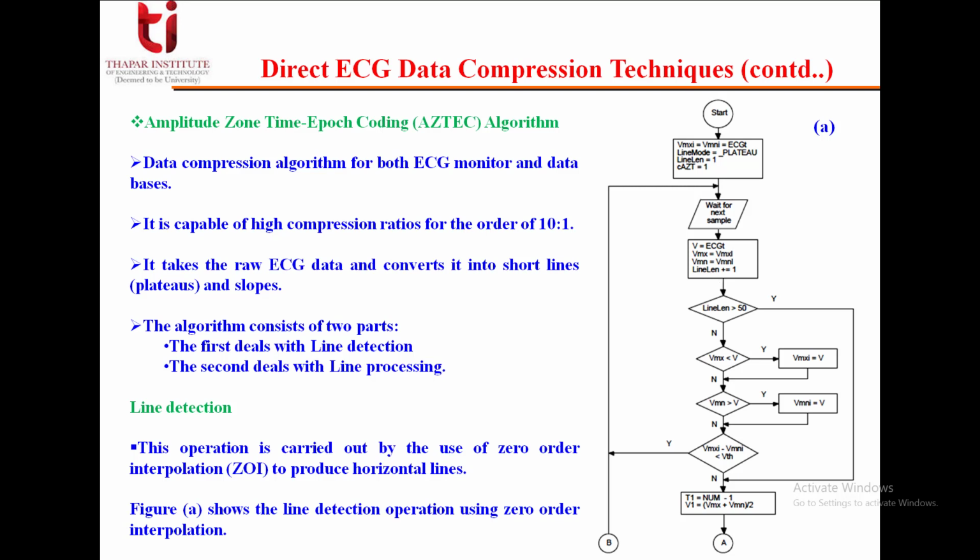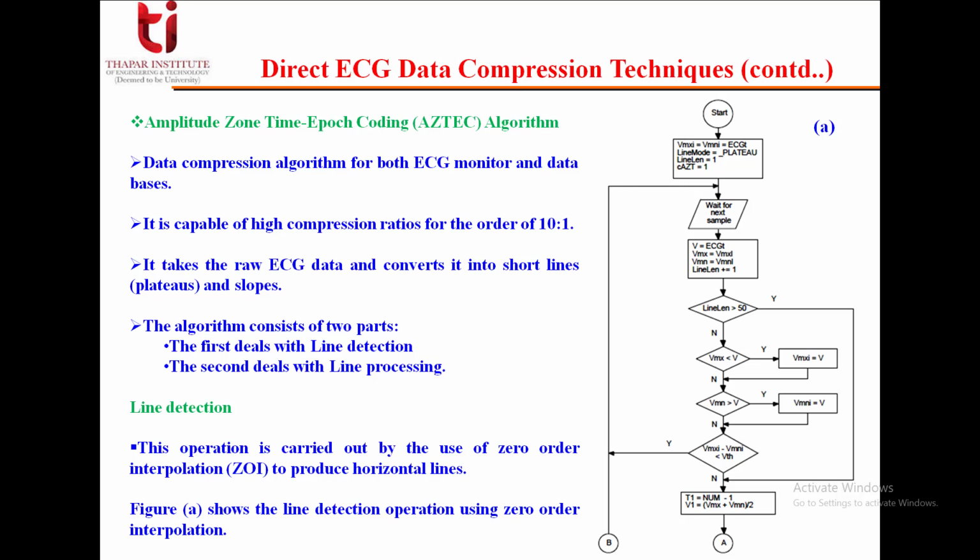Then we will see if it is greater than 50. Then we have to go to the final situation where we decrease this NUM number by 1, and we have to choose V1 again. And then we will move to A, and I will show in the later slides what this A and B are. And if it is not greater than 50, then V maximum will be compared with V.